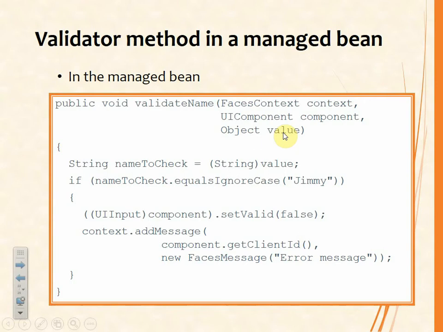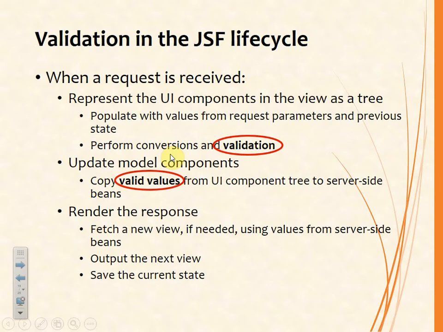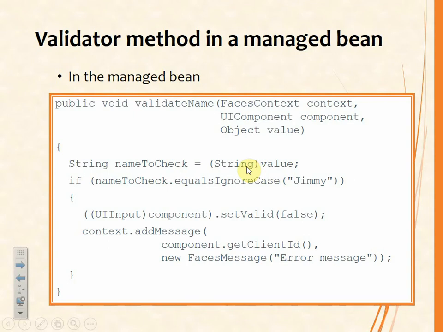We know that facelet is bound to a property called name. That property is of type string. Therefore, we know that this object called value should be of type string. So we can do a type conversion. We don't need to test to see if this is of the correct type or not, because we can see here that before validation is done, conversion is done. So we're guaranteed that by the time we come to do the validation, all the values are of the correct type. So we can simply take the value and convert it to the correct type. It might be an integer, it might be a double, it might be a customer. Whatever it is, that can be converted using the typecasting and stored. And then we can do our validations.